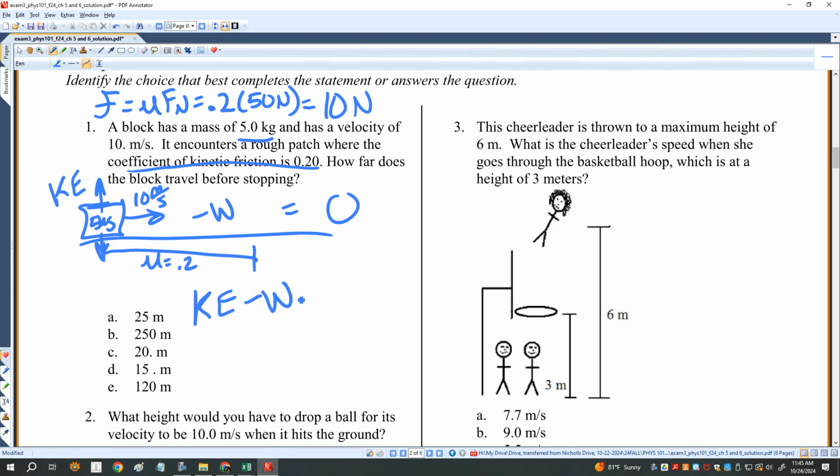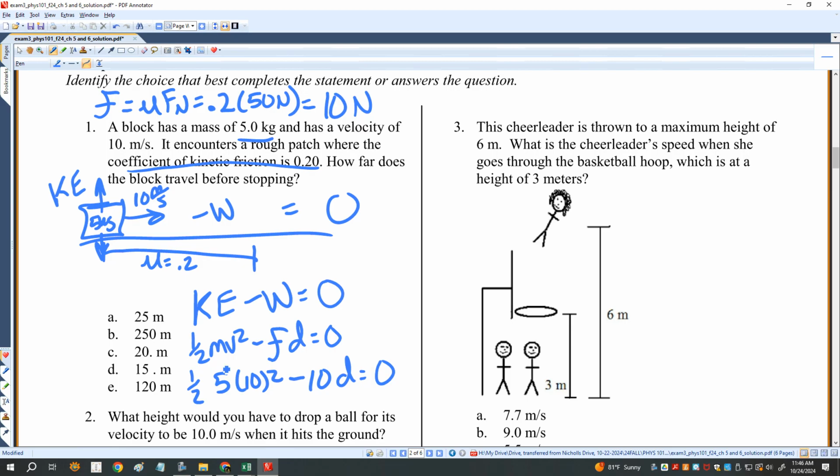So I start with a kinetic energy. I remove the work done by friction, and that's equal to 0 because it stops completely. That's going to be 1/2 mv squared minus F times D equals 0. And I'm looking here for D. Mass is 5 times V, which is 10 squared, minus 10 newtons times D equals 0. It's 250. Solve that for D, I get 25.